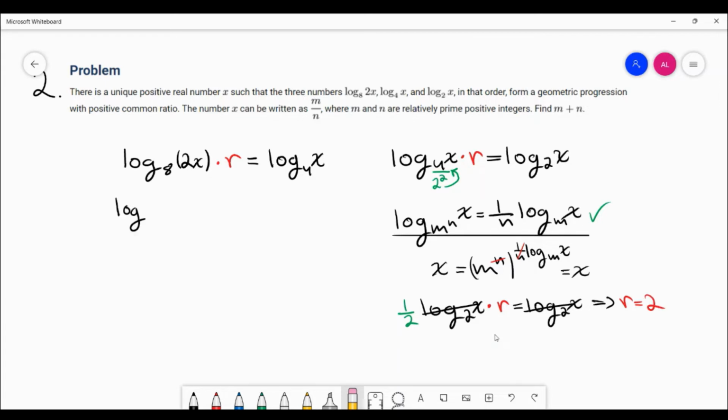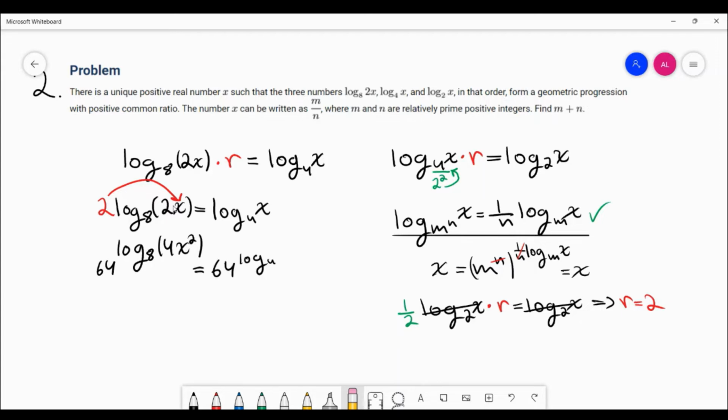So we can plug that back into the first equation with our logarithms, just like this. But then, of course, we can use the fact that any constant or any number in front of the logarithm can be just turned into an exponent inside the logarithm. So we have log base 8 of 4x squared should be equal to log base 4 of x. So we can raise both sides of the result by 64, so make them the exponent of 64. And that turns into this right here.